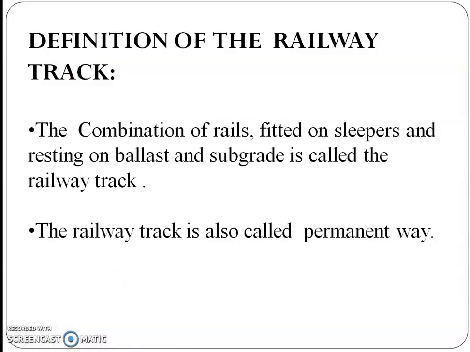Now what is the definition of the railway track? The combination of rails fitted on sleepers and resting on ballast and subgrade is called railway track. The railway track is also called permanent way.